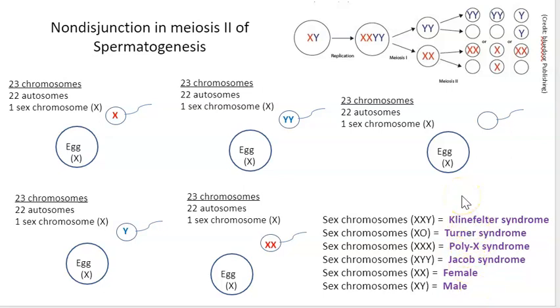So one of the things that we need students to be able to do is you have to be able to explain, well, what happens if non-disjunction happens in meiosis 1? What are the gametes that I would expect to form?